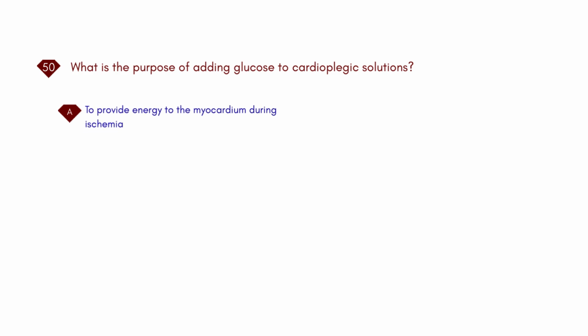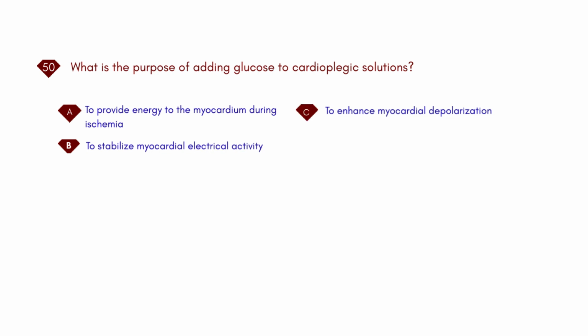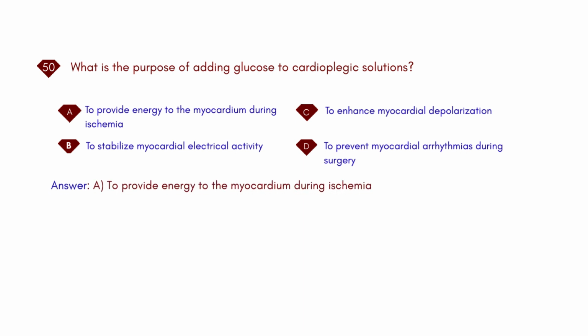What is the purpose of adding glucose to cardioplegic solutions? A. To provide energy to the myocardium during ischemia. B. To stabilize myocardial electrical activity. C. To enhance myocardial depolarization. D. To prevent myocardial arrhythmias during surgery. Answer: A. To provide energy to the myocardium during ischemia.